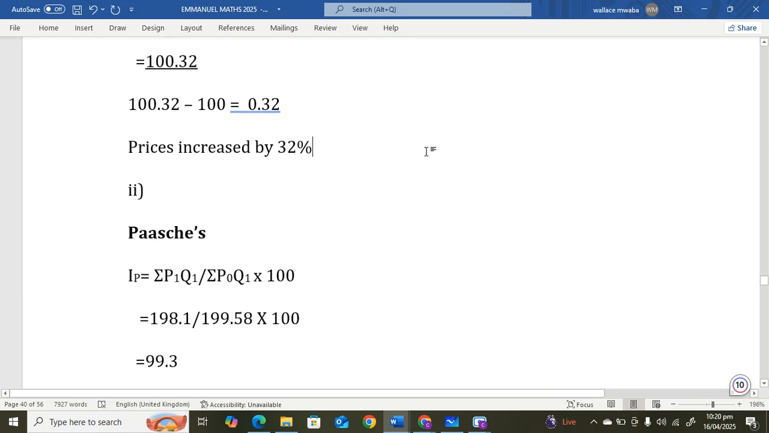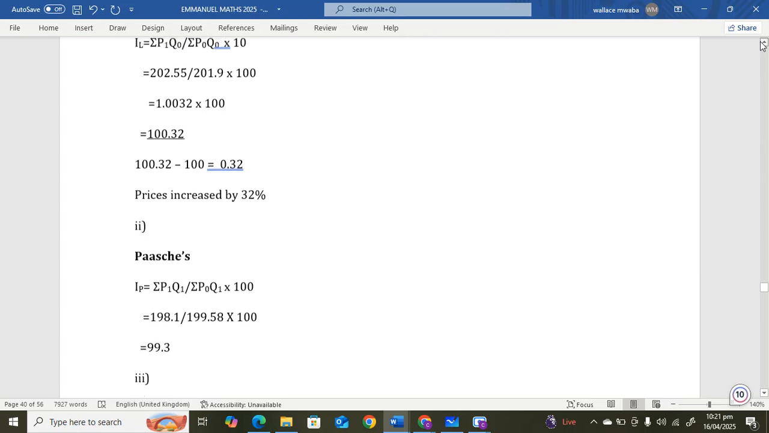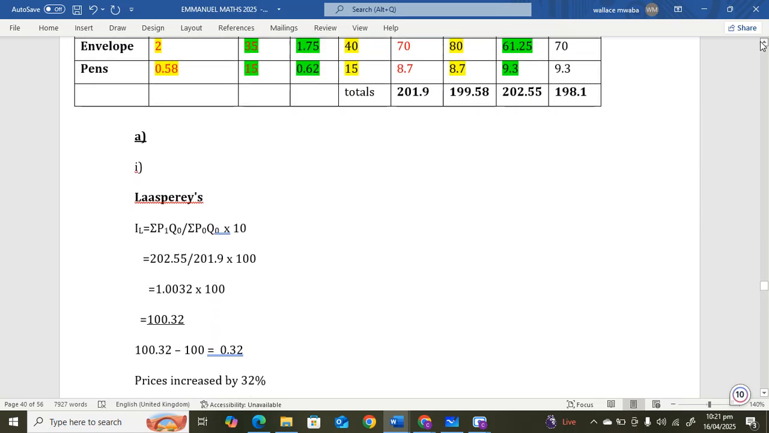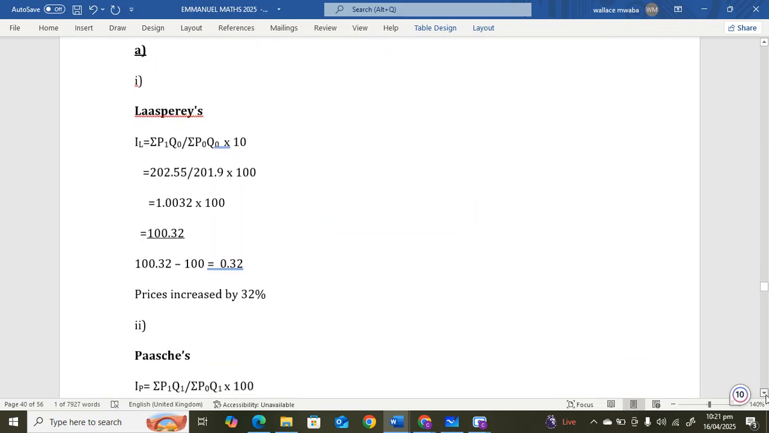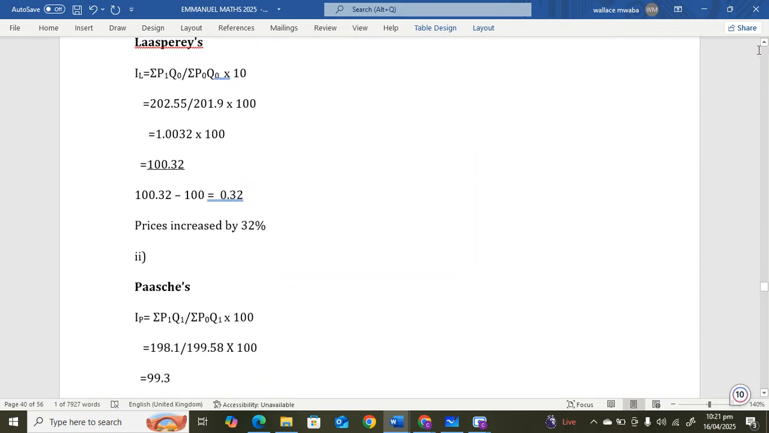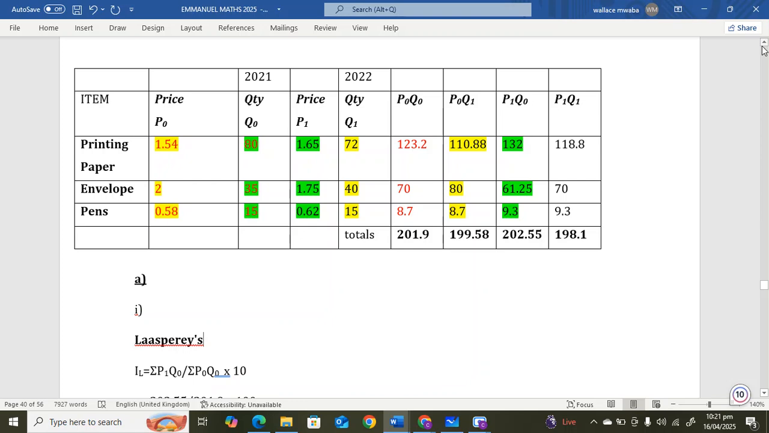All right. Now Paasche's index number. IP here: summation of P1 Q1 divided by summation of P0 Q1. Colleagues, can you remember this formula by heart? Summation of P1 Q1, that's 198.1. Then P0 Q1 is 199.58.